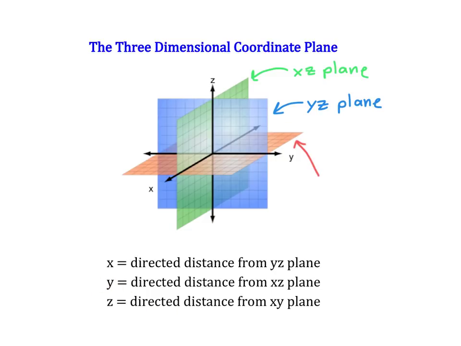And now let's look at that last plane, that plane that's kind of reddish. We see that it intersects with our x and y axes, so we call that the xy plane. And then, of course, z is the directed distance from that plane, so anywhere on your red going up or down.